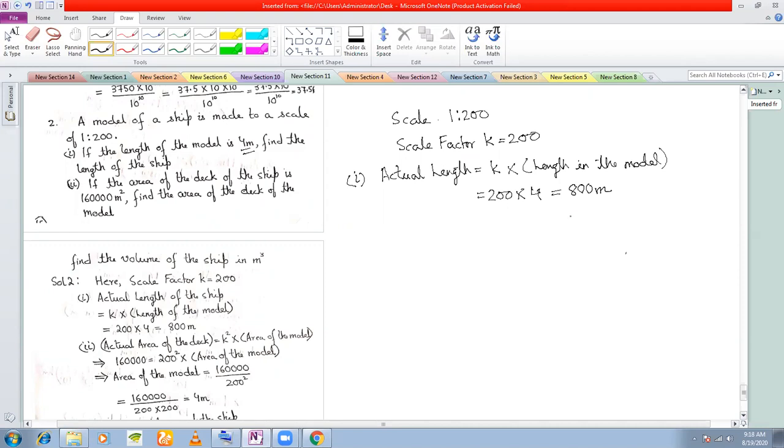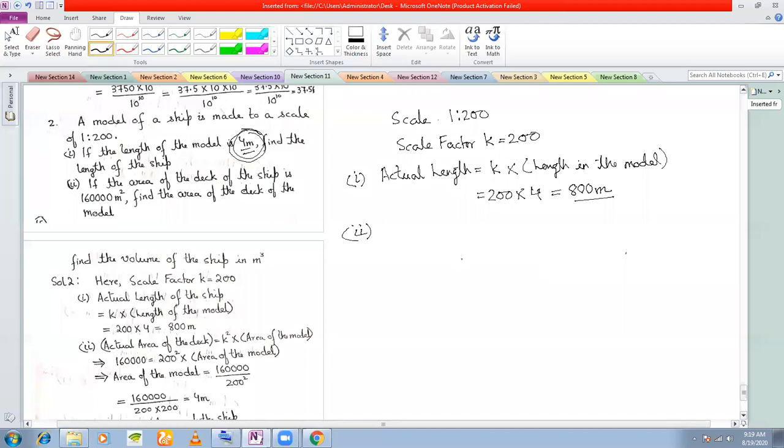So the model was pretty big actually. We are measuring the model as well as the actual ship in meters. So no point converting into kilometers because it's a pretty big model we are talking about. The length in the model is 4 meters only. It should have been around 4 centimeters or maybe 40 centimeters, but they are saying 4 meters. So we measure the actual length in meters. No point converting 800 meters, we leave it as it is. Meter is a pretty big measurement for the actual length of ships. We don't measure length of ships in kilometers. Kilometer is a huge unit for a ship.